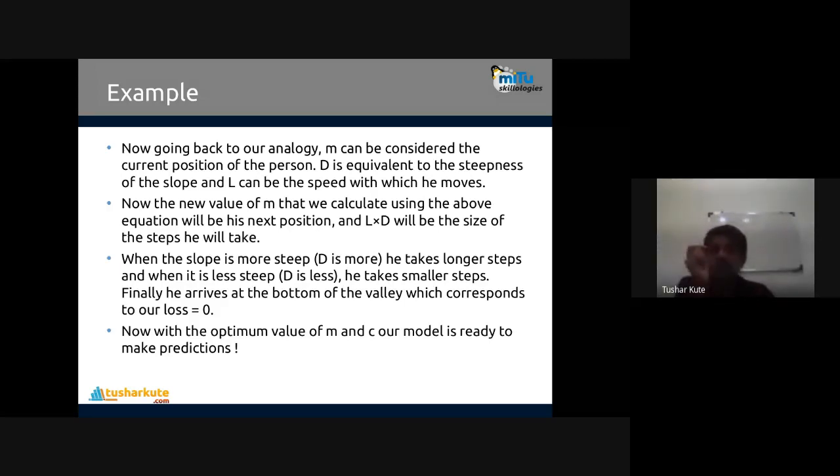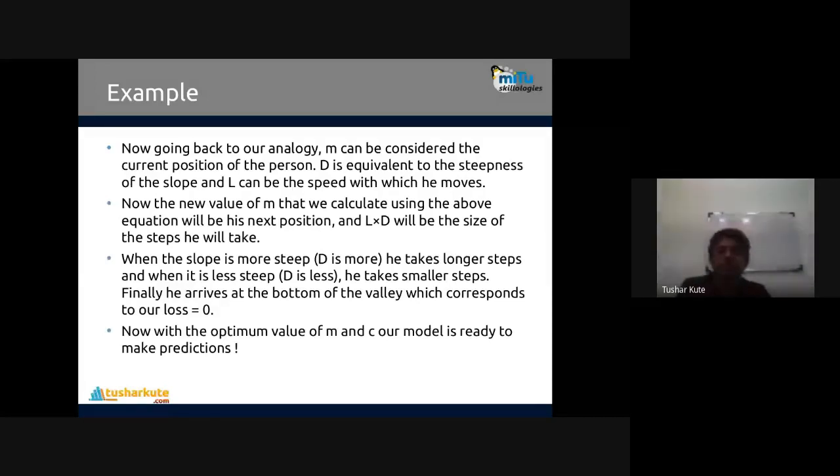Size of the step that he will take. Correct. So when the slope is steeper, that is, d is more, he takes longer steps, and when it is less, that is, d is less, he takes smaller steps. Correct. Steep is more, so larger steps are there. So that's what the equation will show you, the same.